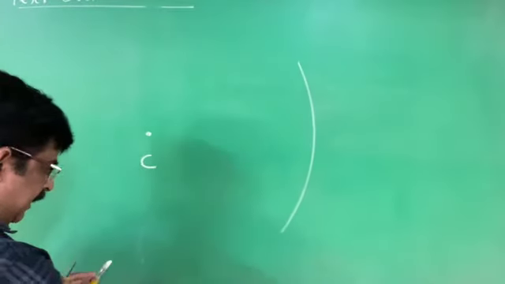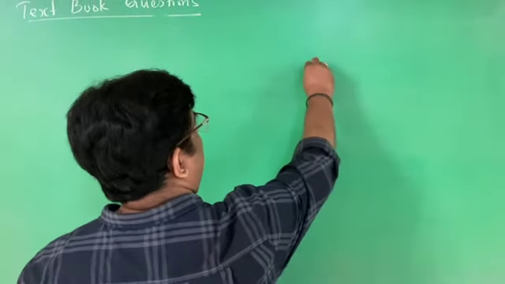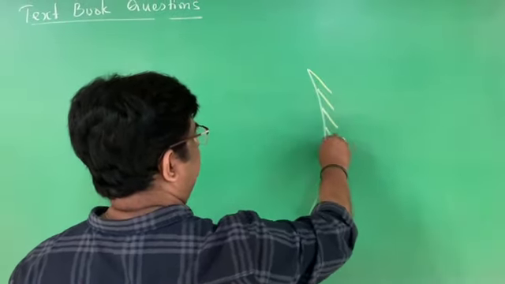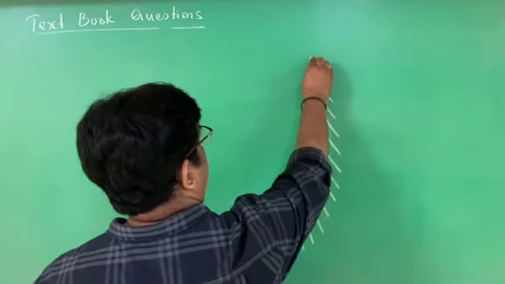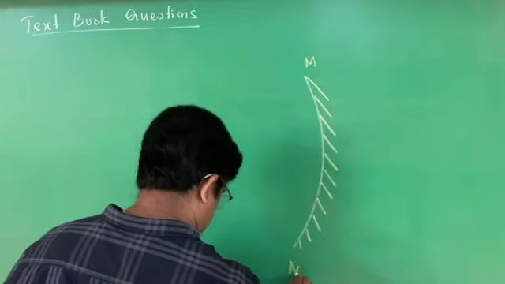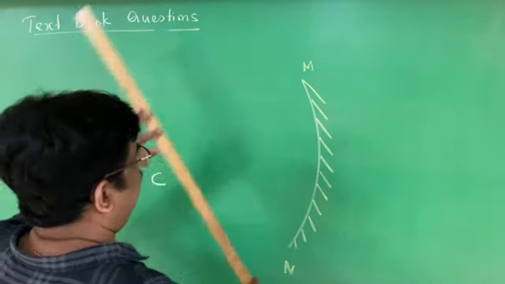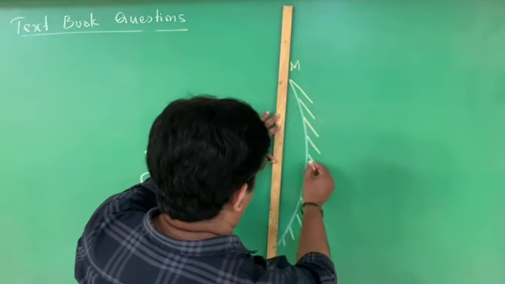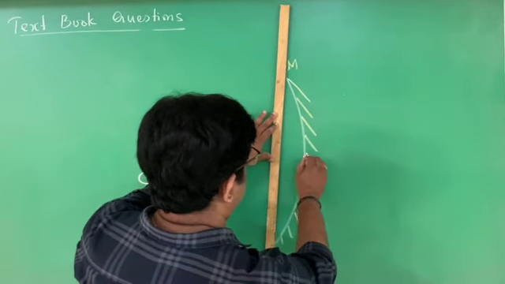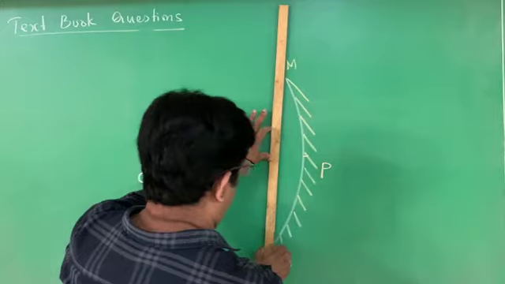I convert that arc into a concave mirror by shading the right side. This is MN, and I want to identify the midpoint of the mirror. It is not required to be the exact midpoint; somewhere around here is P. That is called the pole of the mirror.